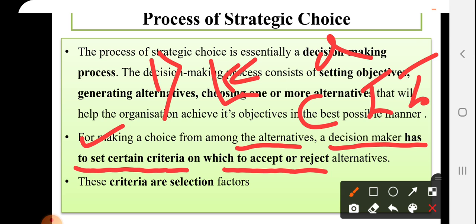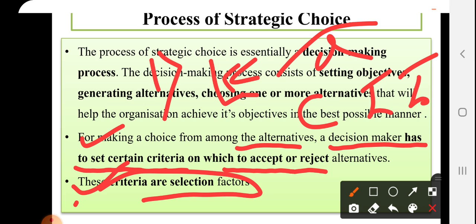So these are some factors. The organization wants to increase profits, or the organization has only 1,000 human resources. These are the criteria for selecting or choosing the strategies. These criteria are selection factors. On the basis of these criteria or selection factors, the organization has to select the strategies.